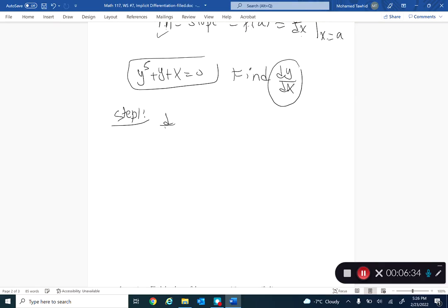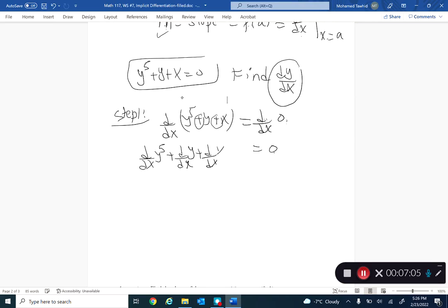Step number 1, just go ahead and take the derivative of both sides. So here is the left hand side, and the right hand side here is 0. The 0 here is a constant. What is the derivative of any constant? It should be 0. So you have 0. What do you have in the middle? Plus. So I have to take the derivative term by term. So you have the derivative of y to the power 5 plus the derivative of y plus the derivative of x. So I'm taking the derivative term by term.